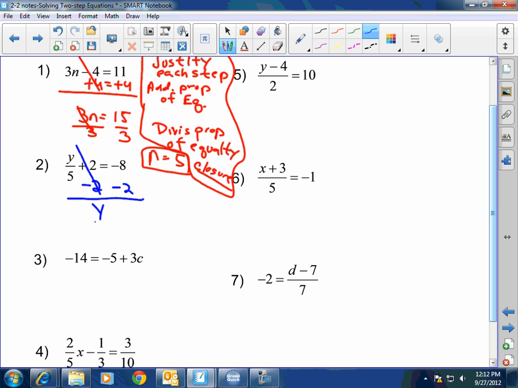Yes, that cancels, so we have y over 5. Always go left to right. What's negative 8 minus 2? When the signs are the same, you add and keep the sign. How do I get rid of that 5 that's being divided into y? Yes, sir. Keep going.